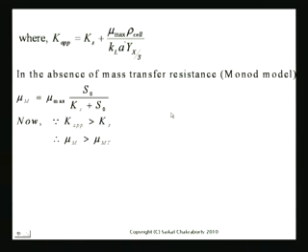Excuse me. So in the absence of mass transfer, my mu m was mu max times S naught over Ks plus S naught, and in the presence of mass transfer, my mu mt is going to be smaller than mu m. In other words, the new specific growth rate is going to be smaller than the old specific growth rate.